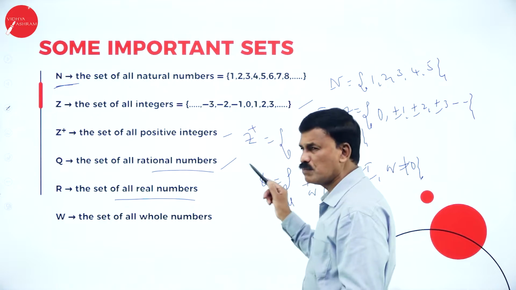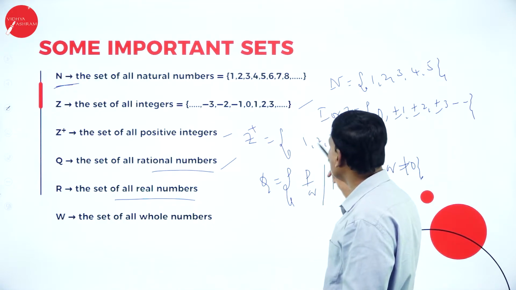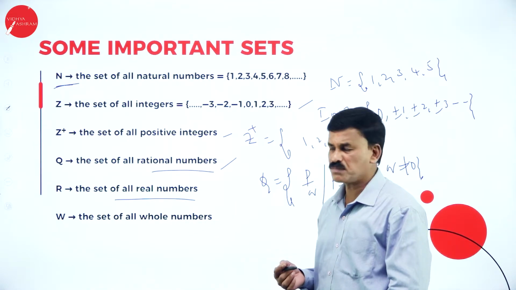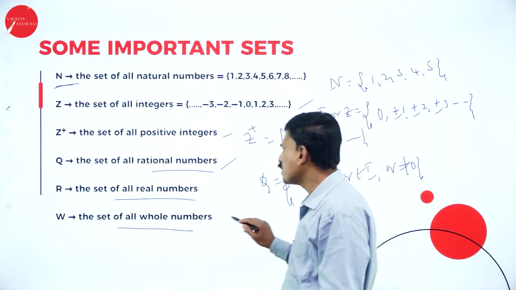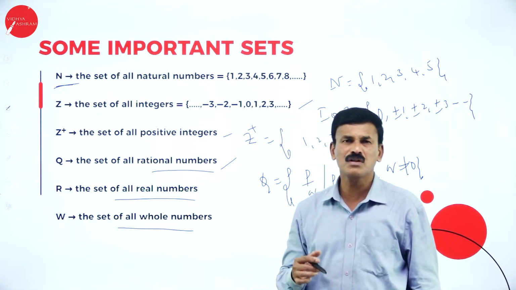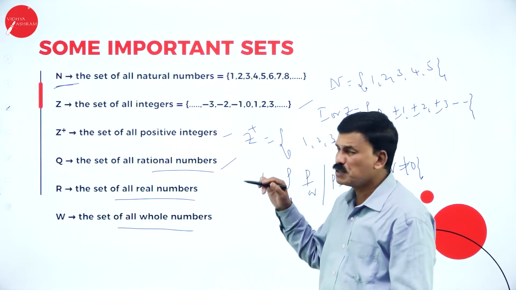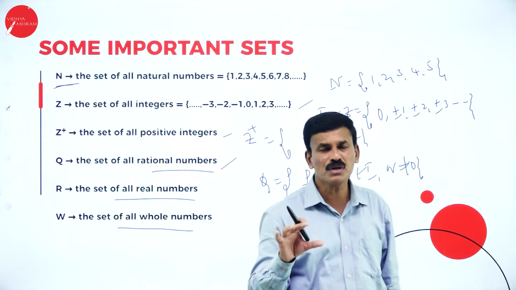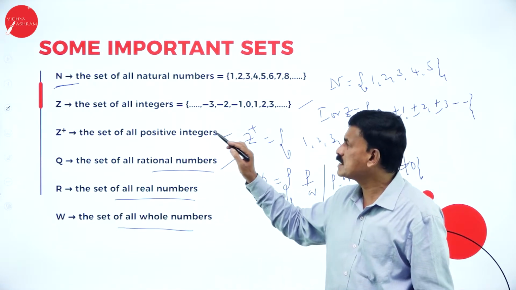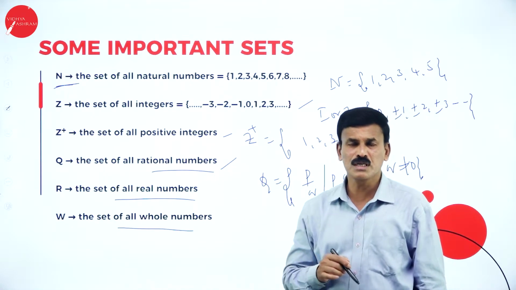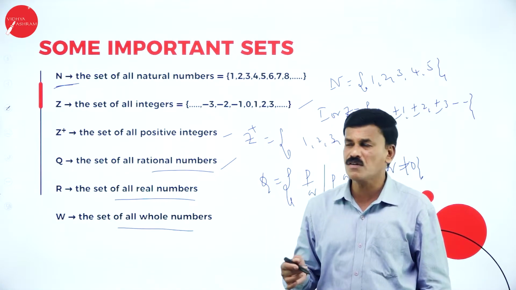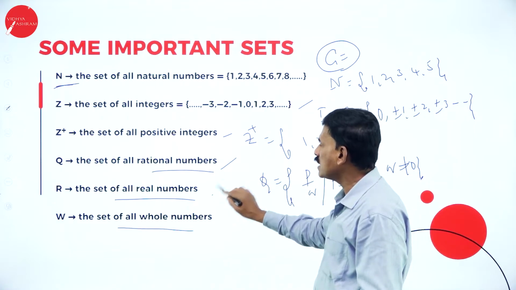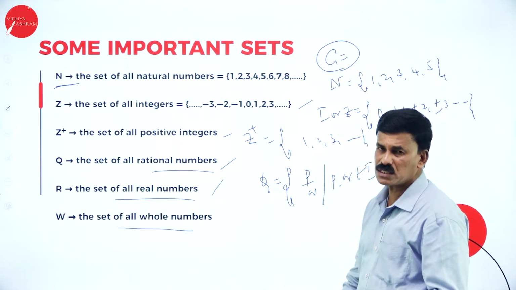Now, the set of all real numbers is denoted as capital R. The set of all real numbers, which is a union of natural numbers, integers and rational numbers, comes under the set of real numbers and is denoted as capital R. Whereas the set of all whole numbers is denoted as W. So, generally we represent some important sets with capital letters like N, Z, Z plus, Q, R and W. The set of complex numbers is denoted as C, whereas R is the set of real numbers. These are general representations of sets.